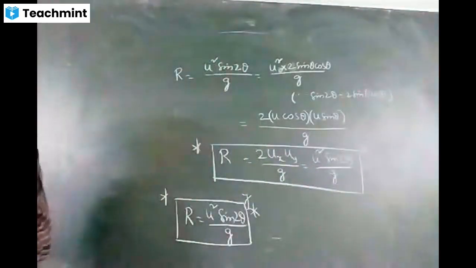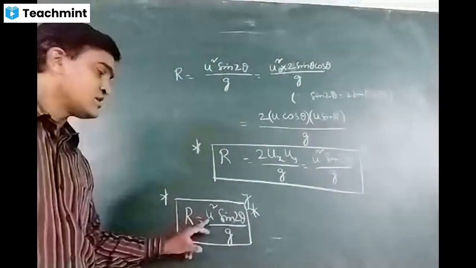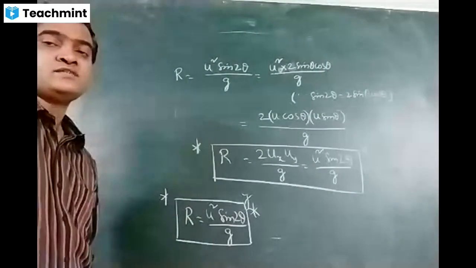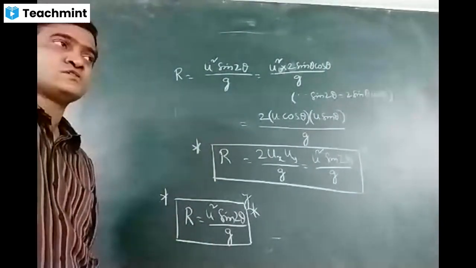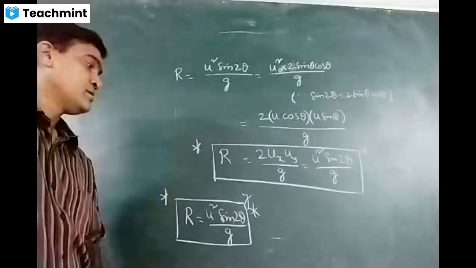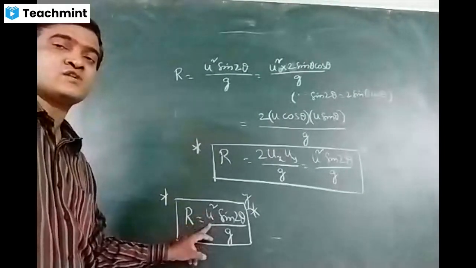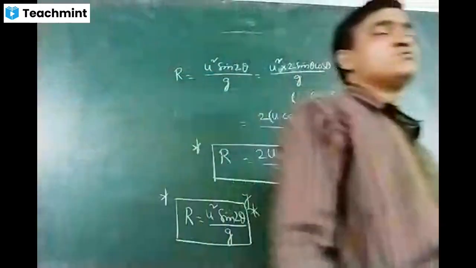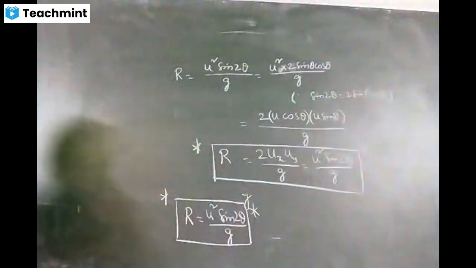Now if you look at this equation, I can say that range is directly proportional to the square of initial velocity for a given angle. When an angle is kept constant, the range is directly proportional to the square of initial velocity. Important.